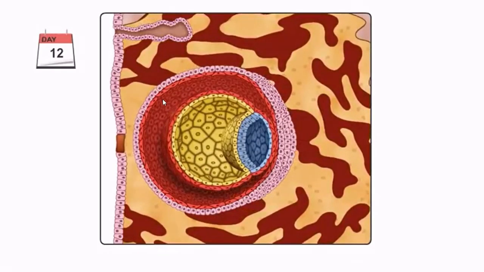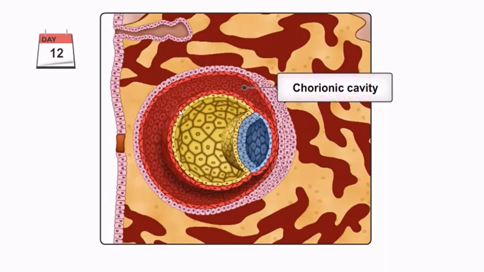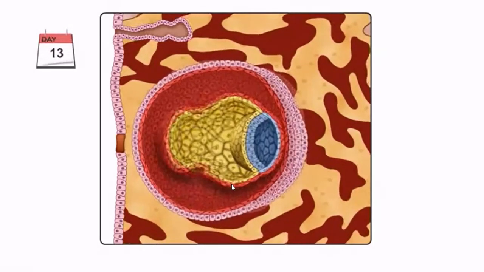Then the extraembryonic mesoderm divides. During the enlargement of the embryo, some cells get more attached to the cytotrophoblast, some cells are more attached to the yolk sac and amniotic cavity. So we have a parietal extraembryonic mesoderm and visceral extraembryonic mesoderm. And a cavity appears between them, which is known as the chorionic cavity. Maybe you have heard about this.